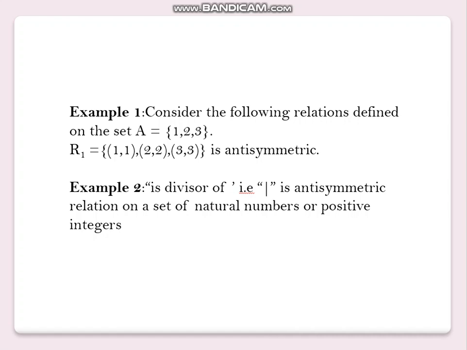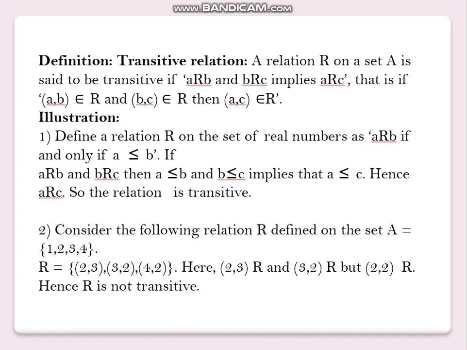Now next is the transitive relation. A relation on a set A is transitive if A is related to B and B is related to C implies that A is related to C. That is, if the pair (A, B) is there and the pair (B, C) is there, then (A, C) should be there in the relation R. Consider the first, less than or equal. We know that if a number is less than or equal to another number and that number is less than or equal to a third number, automatically the first number is less than or equal to the third one. So the relation is transitive.